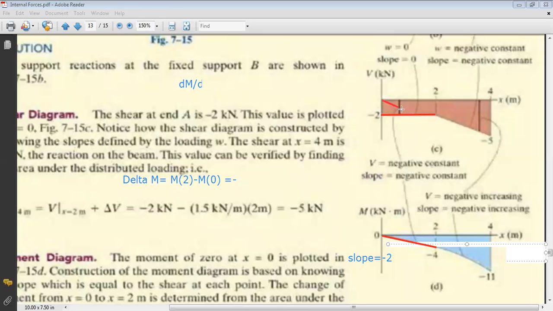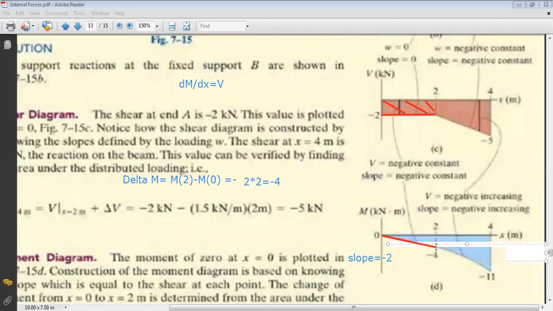This area is what? 2 times 2, because it's a rectangle. So it is equal to -2 times 2, which equals -4. And since initially M0 is 0, I deduce that the bending moment at point x equals 2 is equal to -4. So now I know this value here.